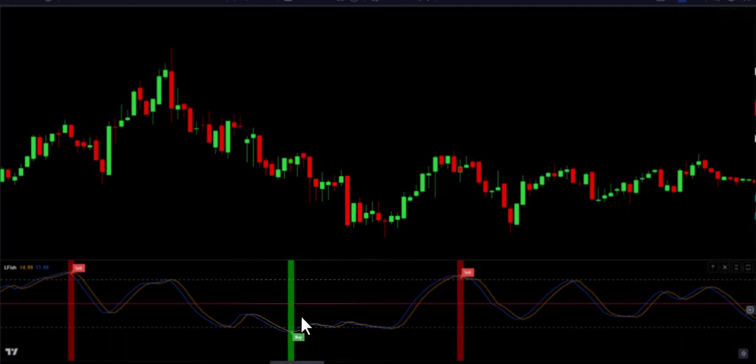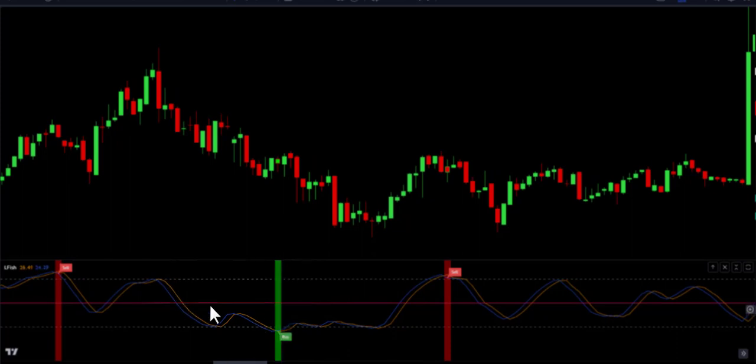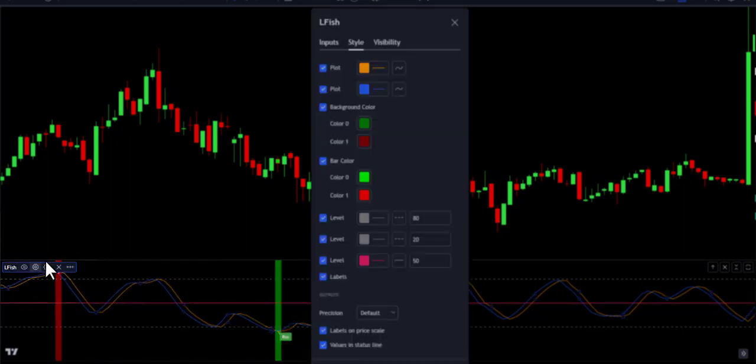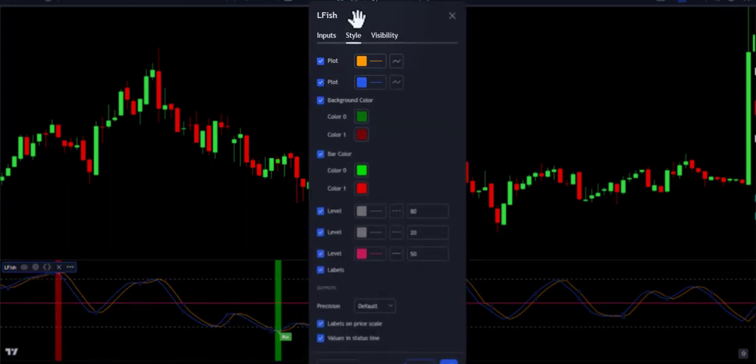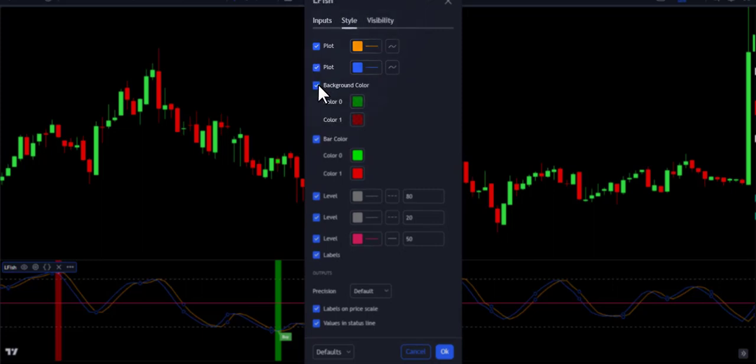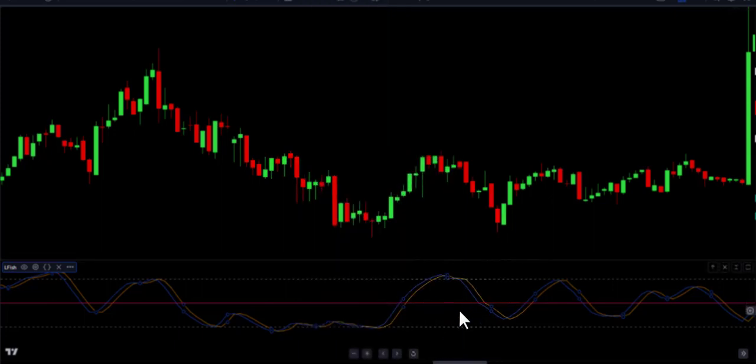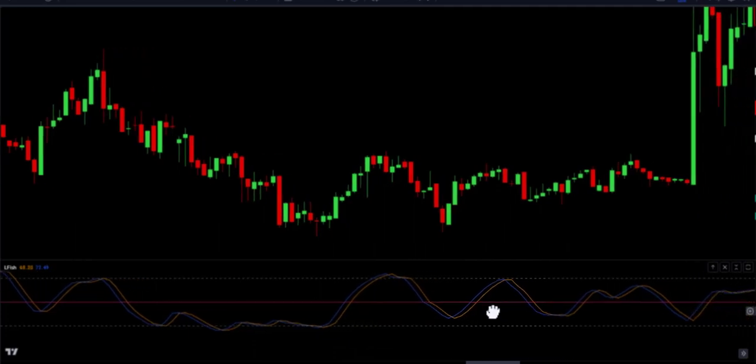Having understood the components of this indicator, we then go over to its settings to set it so that it will fit the strategy that we are discussing. In the style settings, we are going to uncheck the background color and also uncheck the bar color. Lastly, uncheck the label and press OK. After this, let's see how to enter a trade using this indicator.